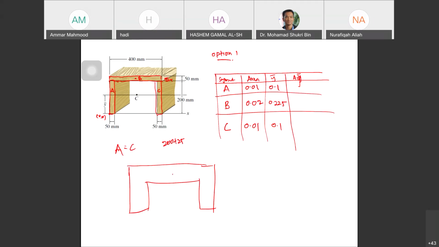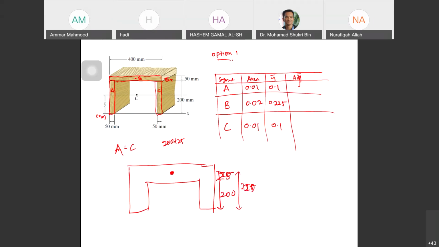So the location of the centroid here is 200, and here is 50. Yes, thank you, doctor. So the total is 250, so 225, 225.